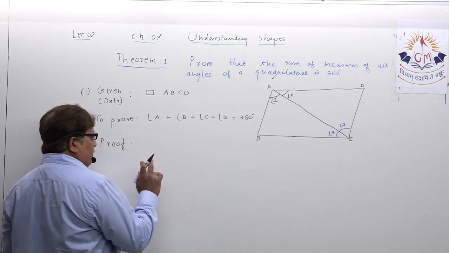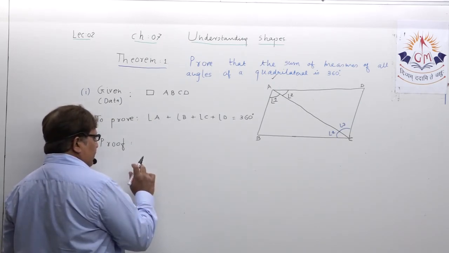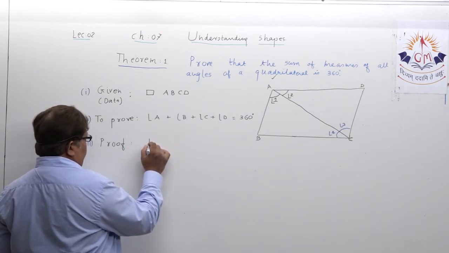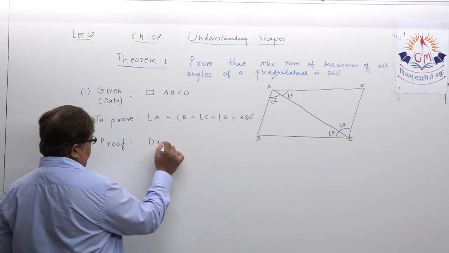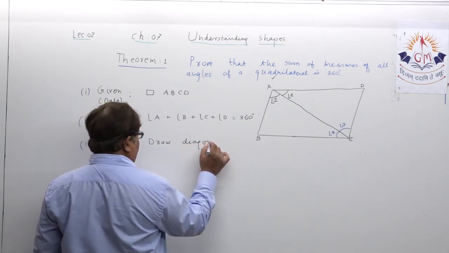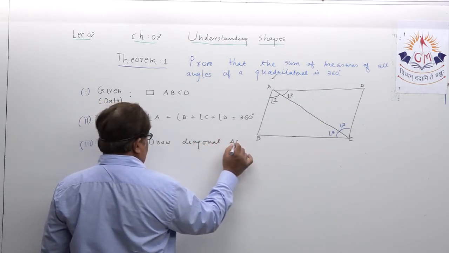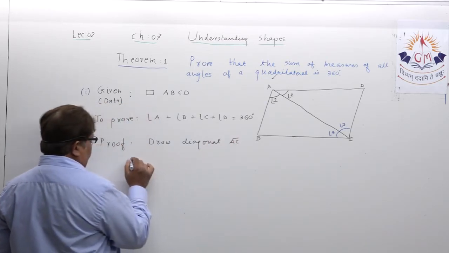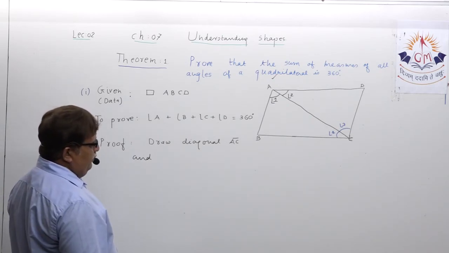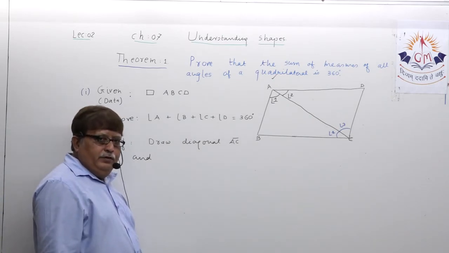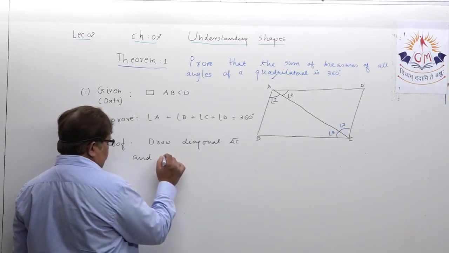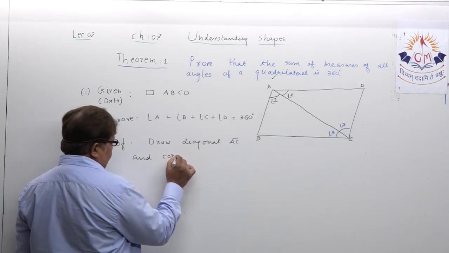How did we construct two triangles by drawing the diagonal? So, you have to write in the proof: draw diagonal AC. Note down the proof, because in the exam I want the proof in the same way. Understand? Draw diagonal AC and construct.